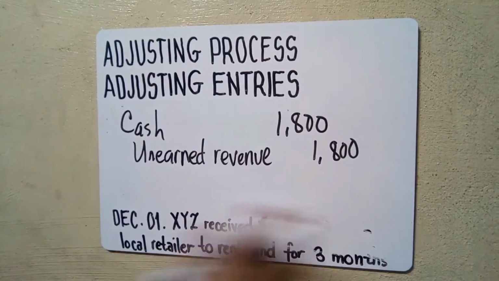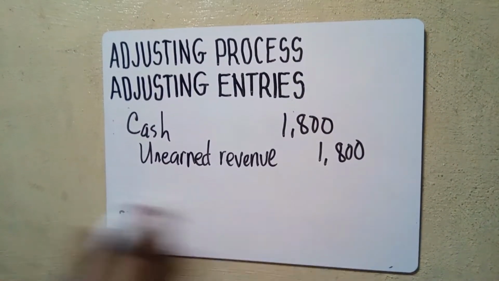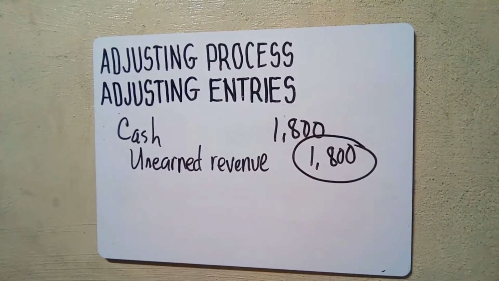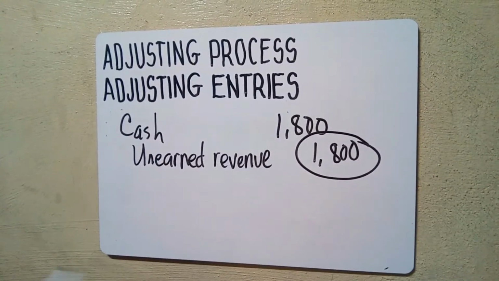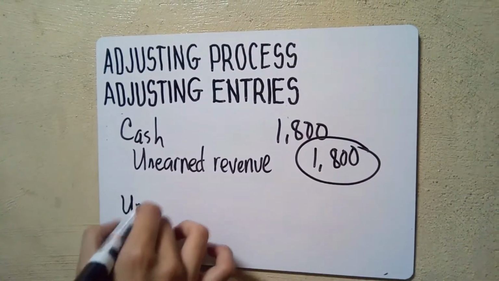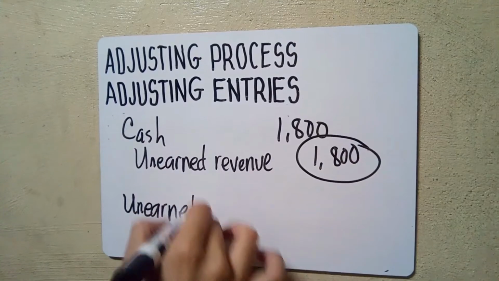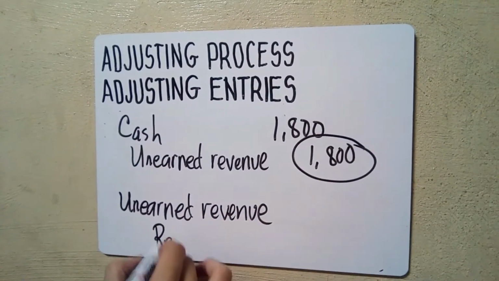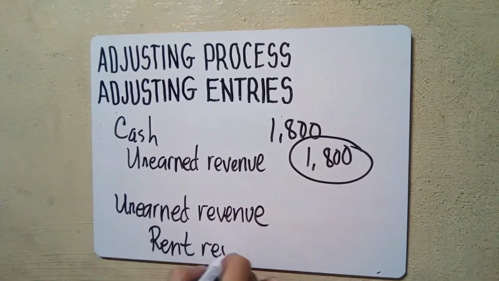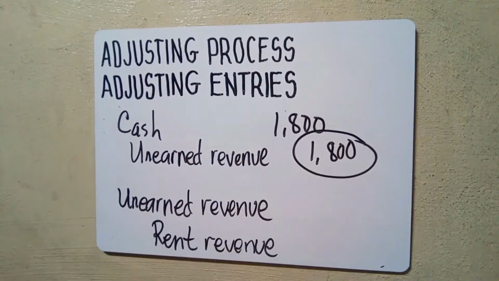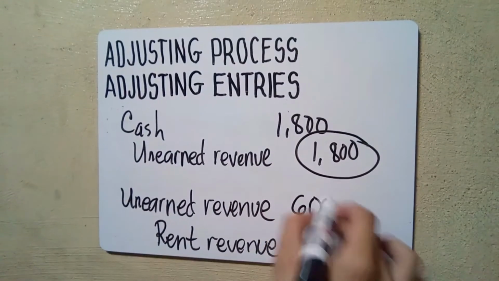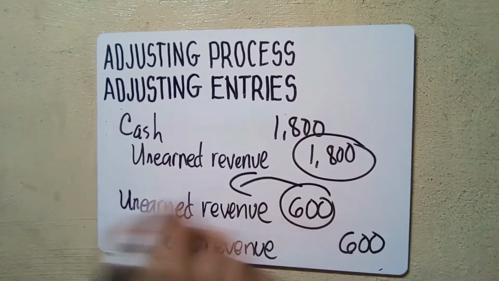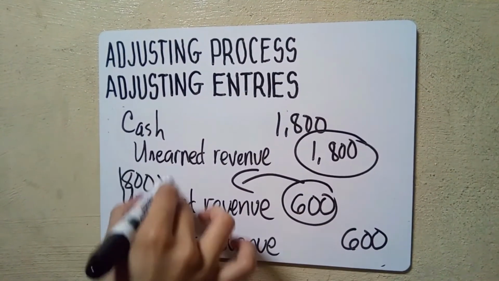And as of December 31, one-third of 1,800 pesos is already earned by XYZ. So the adjusting entry will be debit unearned revenue and credit rent revenue amounting to 600 pesos, which is 1,800 times one-third.